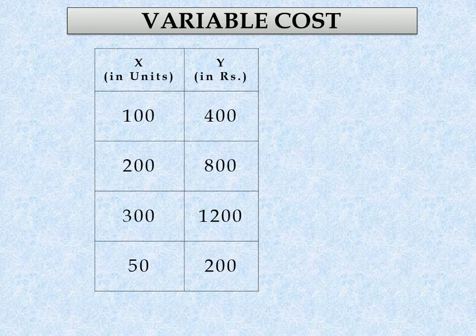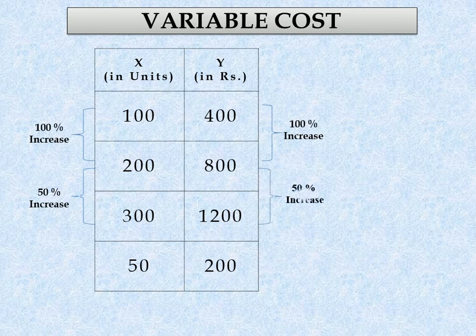Now if we try to analyze a pattern in various levels of production, we can observe that when production increases from 100 to 200 units, the percentage increase in production is 100%. Now what about the cost? In terms of cost also we can see there is exactly a 100% increase. Now when production jumps from 200 to 300 units, it increases by 50%. What about the cost? Cost also increases by exactly 50%. Now what happens when the manufacturing unit decides to cut down its production from 300 to 50 units only? The production comes down by 83.33%. What about the cost? The cost also comes down by exactly 83.33%.